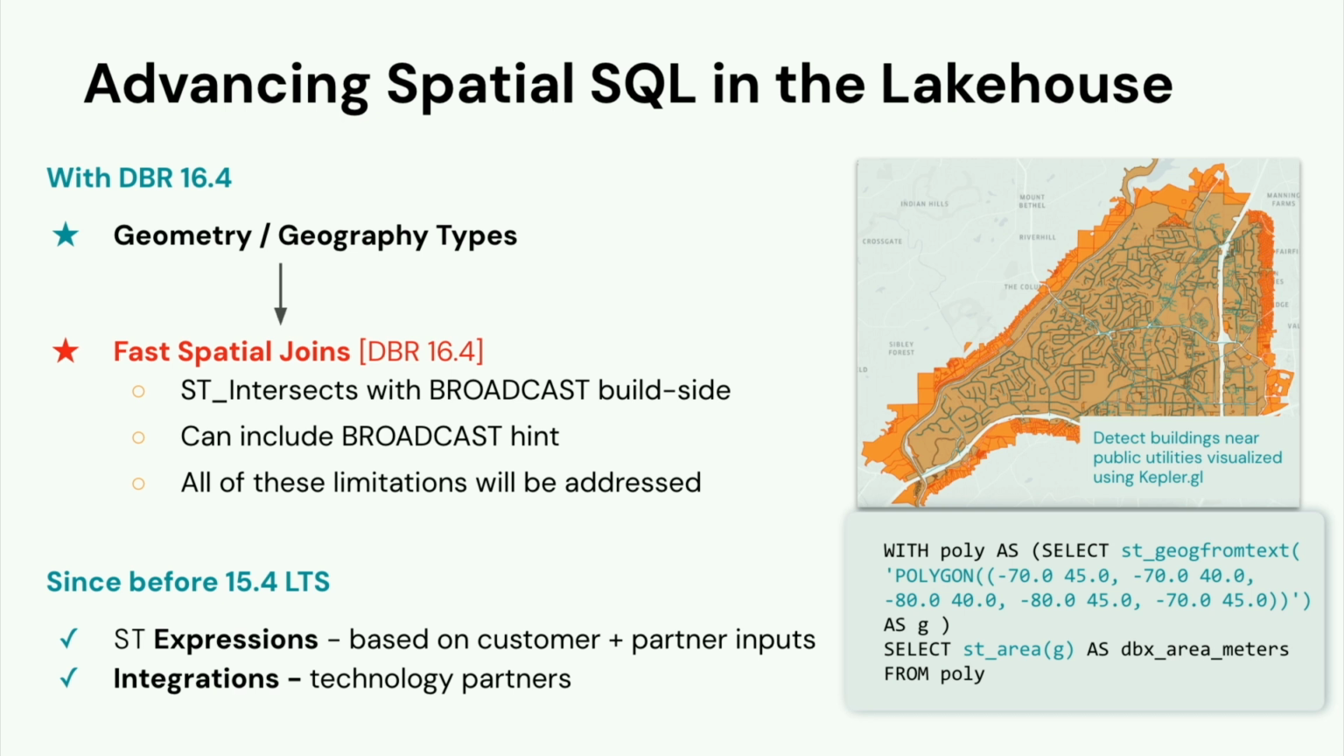In the preview, there's some known limitations. Maybe this is too much detail to share in this session, but hey, we're here. We only support ST_Intersects. It works with moderately sized data. And if you're working with larger data, larger than, say, 10 megabytes on one side of the join, up to 2 gigabytes, you can enforce a broadcast spatial join by using a hint.